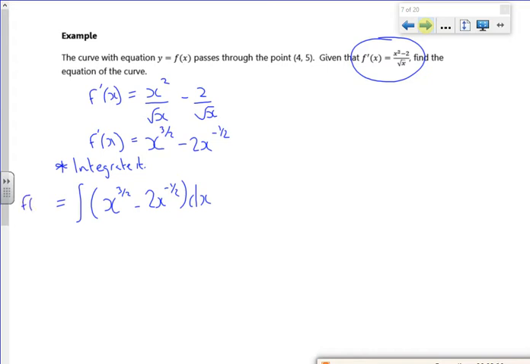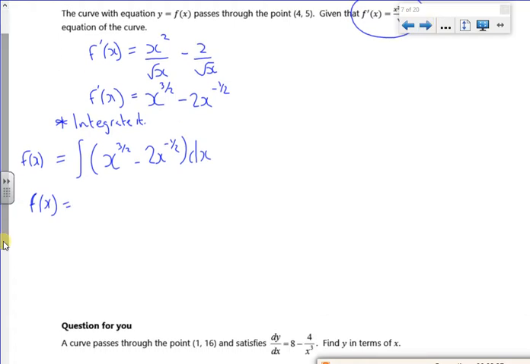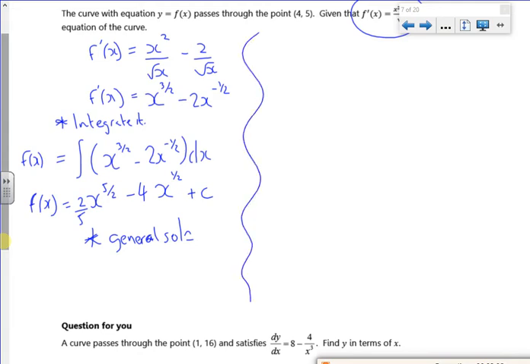And that's going to give me f of x. So I integrate it. If I add 1 to the power, it's x to the 5 over 2 divided by 5 over 2, that's the same as 2 fifths. Minus, now it's going to be x to the a half divided by a half, which is the same as times by 2. I was already times by 2, so I've got a 4 there. And then I've got a plus C. So this is called a general solution. Like I say, you don't really come across that term until this time in the second year. So that's my general solution.